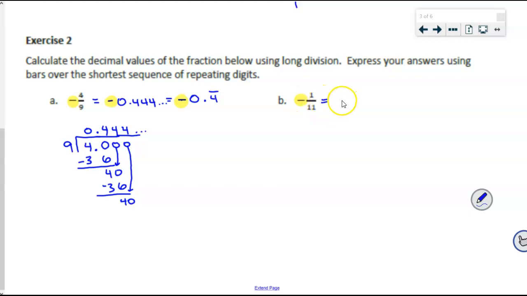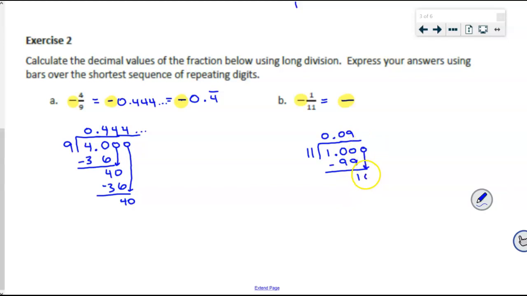This is going to be equal to a negative. And I'm asking, can 11 go into 1? Nope, 0 times. Bring in the decimal and annex a 0. Can 11 go into 10? No, still a 0. Bring in another 0. Can 11 go into 100? Yeah, 9 times. 9 11s is 99. I was close, just 1 away. So I need to annex a 0.